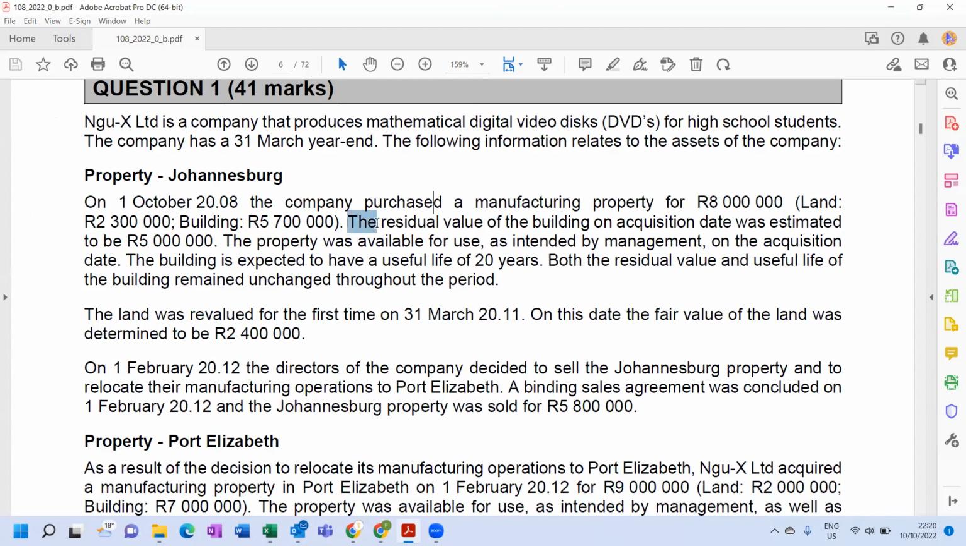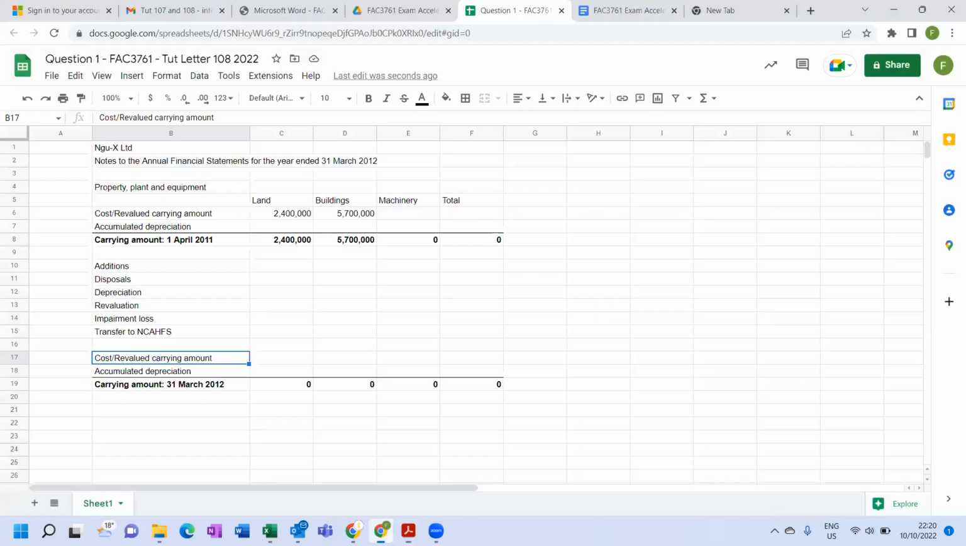They said the residual value of the building on acquisition was estimated to be 5 million. The property was available for use on the acquisition date, which is 1 October 2008. So we can start depreciating from 1 October 2008. Both the residual value and useful life have remained unchanged. Going back over here, we want accumulated depreciation as at 31 March 2011, or 1 April 2011. This is land, so there will never be depreciation. Now we need to work out accumulated depreciation for buildings. I will do the workings over here.